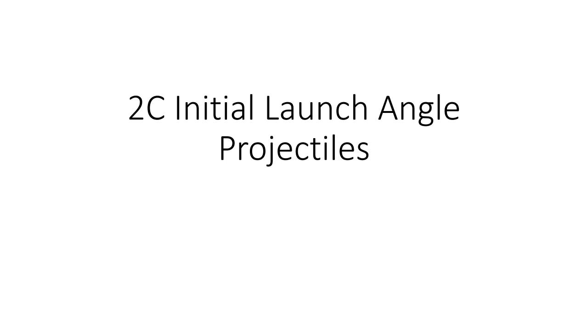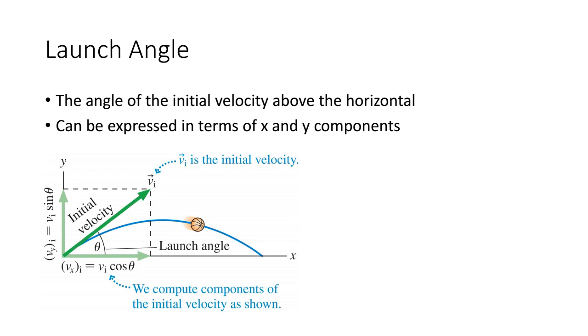Initial launch angle of projectiles. The launch angle is the angle of the initial velocity above the horizontal. It can be expressed in terms of the x and y components of the initial velocity. Together, those create a hypotenuse of the total initial velocity. You can imagine that the x component of your velocity is how fast it's been launched horizontally, such as pushing something horizontally off of a table. The y component you can imagine as something being thrown straight up or dropped straight down forcefully. And together, they create a total initial velocity.